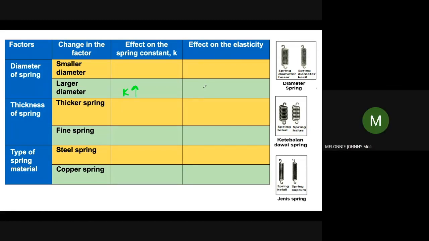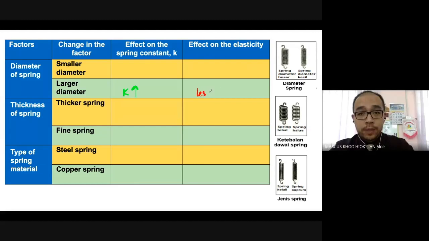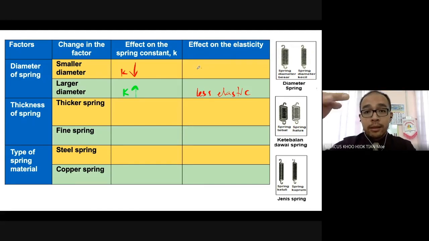Less elastic, okay, it should be less elastic. Okay, this is your prediction. Let's figure this out first. Kita buat dulu, nanti kita tengok jawapan. So you're saying the smaller diameter, spring yang lebih kecil, dia punya lubang lebih kecil, is less keras and more elastic. Okay, kita jangkakan dulu, then we see what happens.